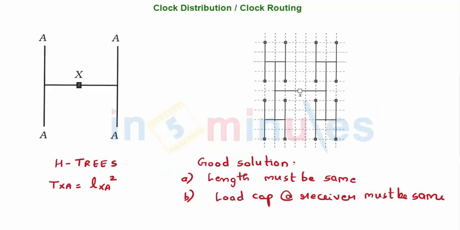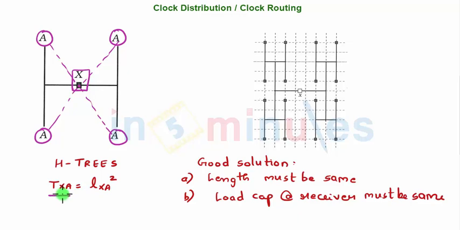Let's understand this. So what I did was I placed my clock here, and these are my 4 groups, which in turn will drive other groups. I'm going to ensure that my clock generator, or the clock which is getting generated from X, is at equal length from all these 4 groups A. That means if we see the delay, tau is nothing but length of XA squared, and XA for all 4 is the same. So tau is equal to L XA squared, which means it's the same for all the 4 blocks.